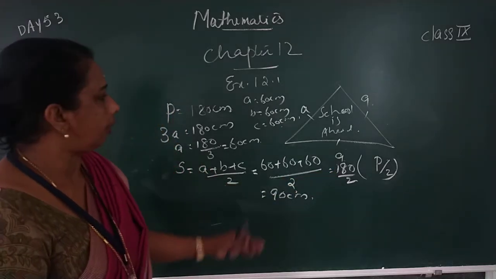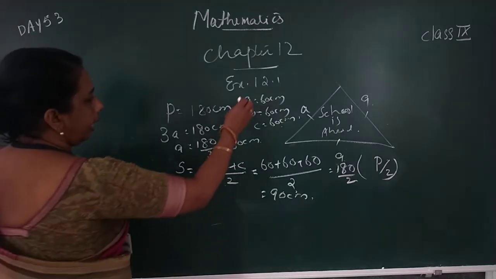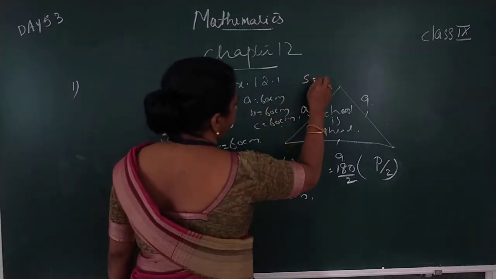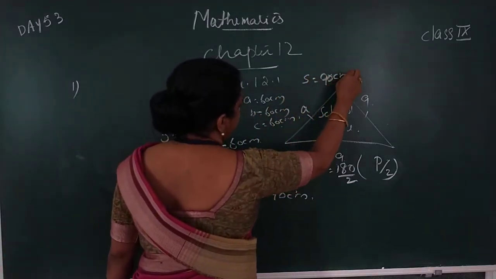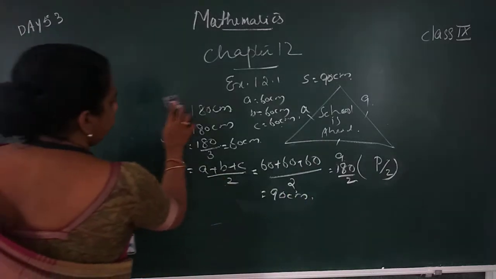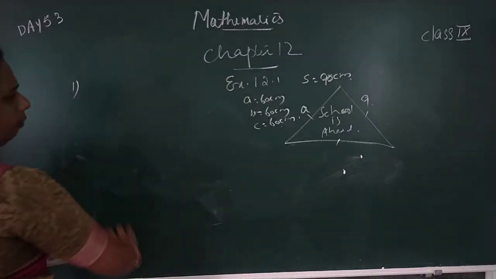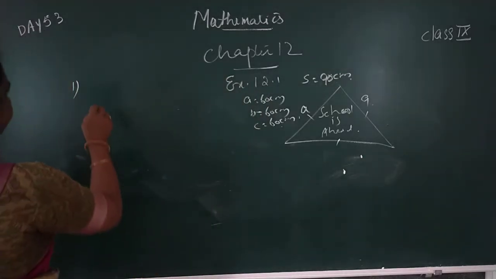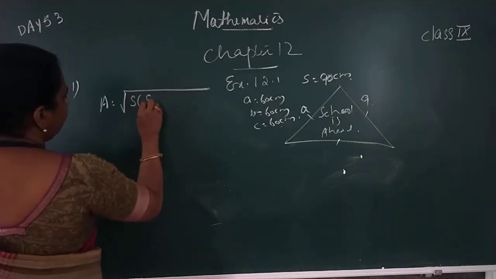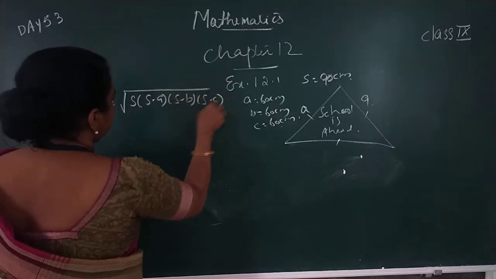Using Heron's formula, we want to find out the area of this signal board. Okay, A, B, C, you know. Then S is equal to 90 centimeter. We know area is equal to root of S into (S minus A) into (S minus B) into (S minus C).